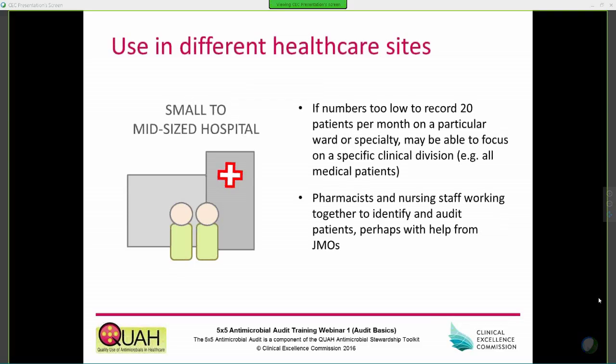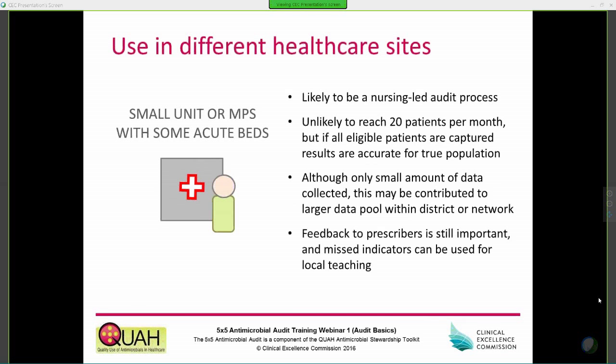You could draw on pharmacists and nursing staff probably working together to identify and audit patients across these sites, and perhaps you can also get some help from JMOs. And in quite small units or MPSs that do happen to have some acute beds, this is very likely to be a nursing-led audit process. We recognise that these sites are unlikely to reach 20 patients per month. Maybe they'll be getting 5 patients per month or 10 patients per month.